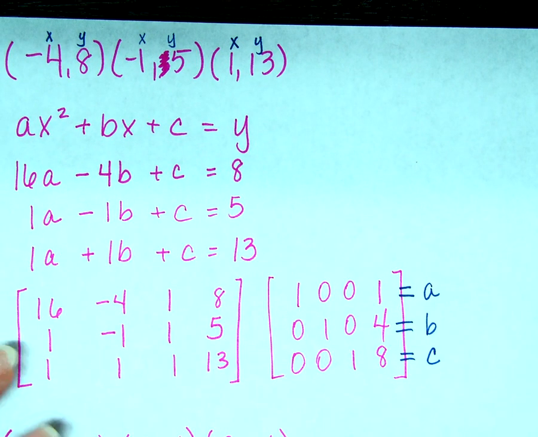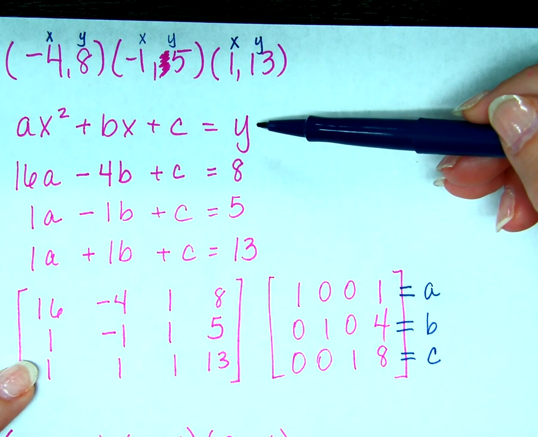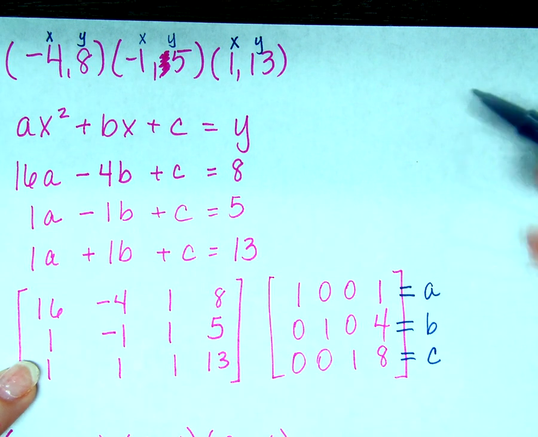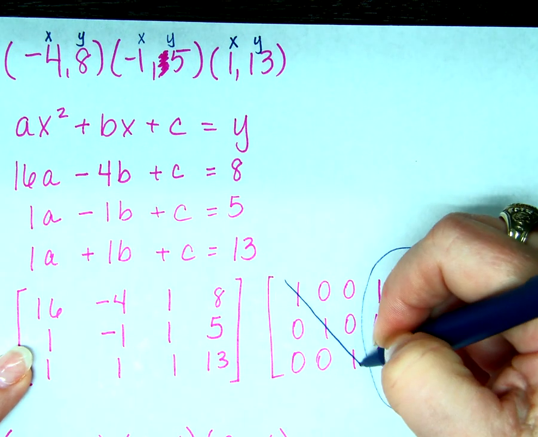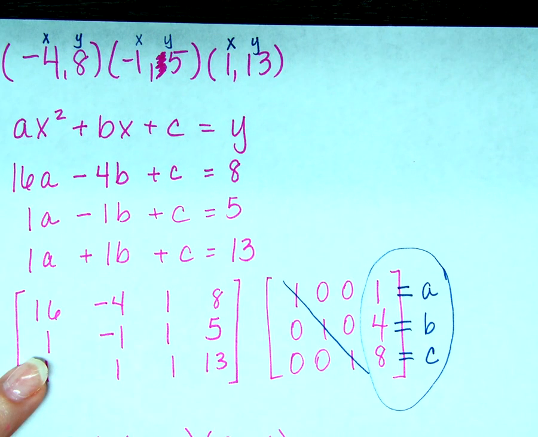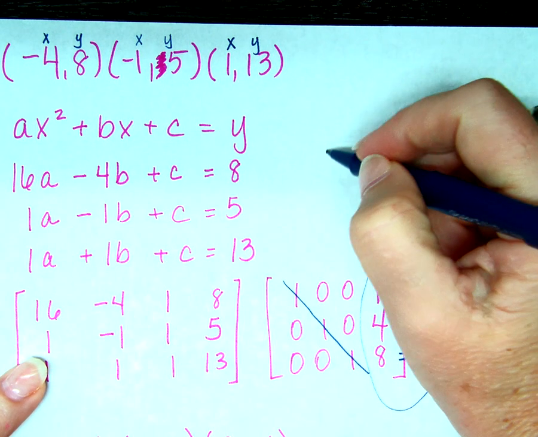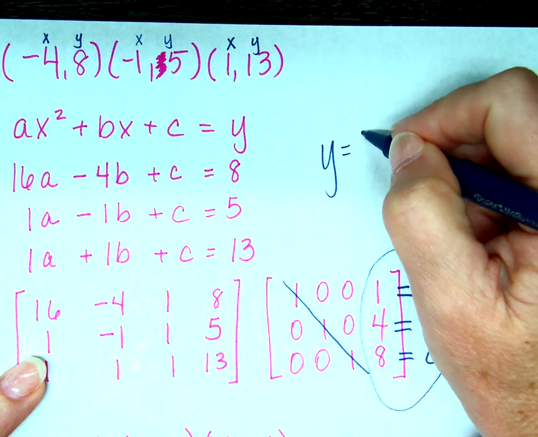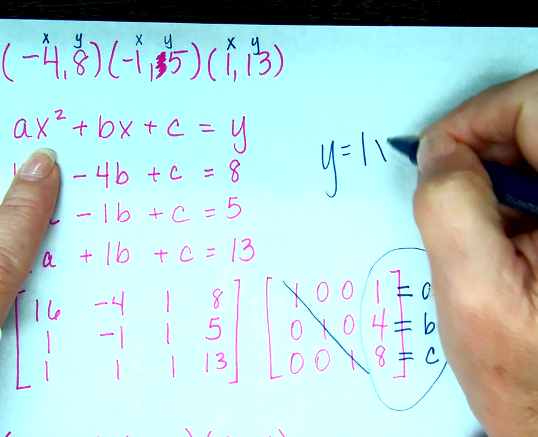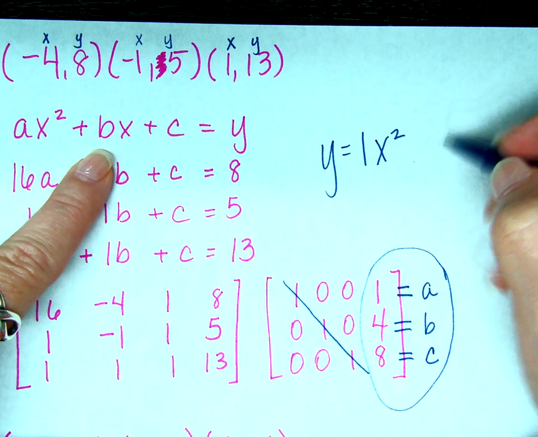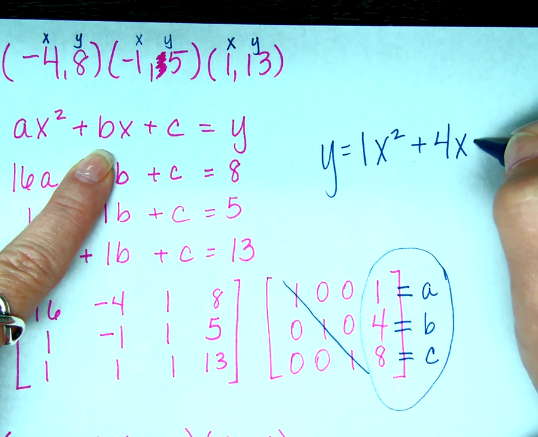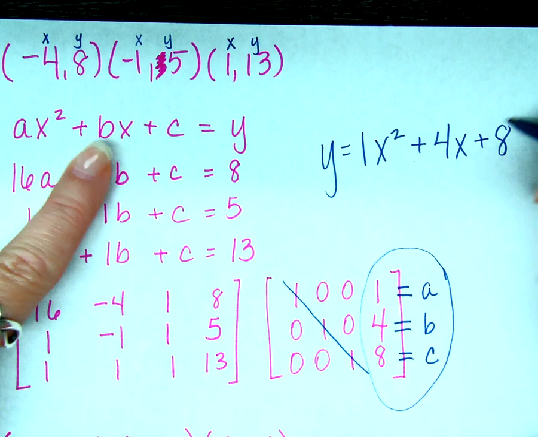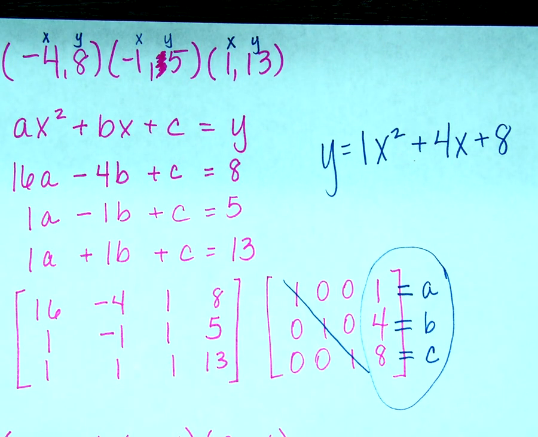Where do I go back to? Here, right? I use these values right here as long as I've got my diagonal of 1s, right? And what's my equation then? 1 x squared plus 4x plus 8. Done.